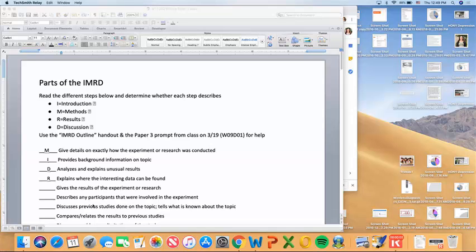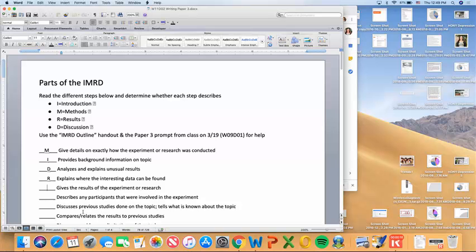All right, so let's go ahead and go over the answers to these, so that we have a nice introduction into some of the key components of the IMRD format. The first four are done for you, so you know what these do.